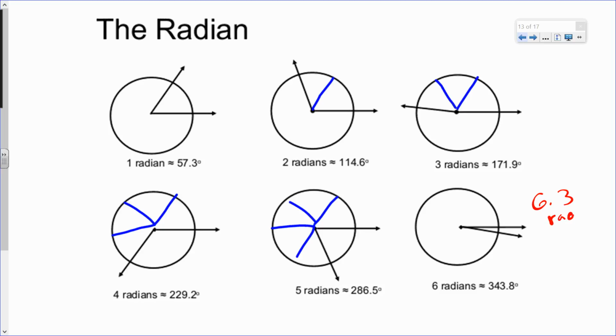You can actually see it with your eyeballs here. It's 6 and then a little bit more, about 0.3 of a radian will be a full circle, 360 degrees. So you can actually see it with this picture. 1 radian, 2, 3, 4, 5, and 6, and so on. So a full revolution around is going to be 6.3 radians, a little bit more than 6 radians.